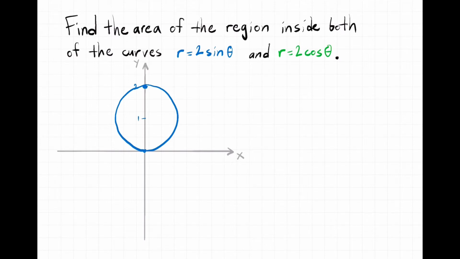Meanwhile, for r equals 2 cosine theta, we're also going to have a circle, but this circle is going to go through the origin and is going to hit the x-axis at 2, and it's going to be a circle that is tangent to the y-axis at the origin. Looks more or less like this. Now these two circles have the same radius, but they have different centers. They do intersect.